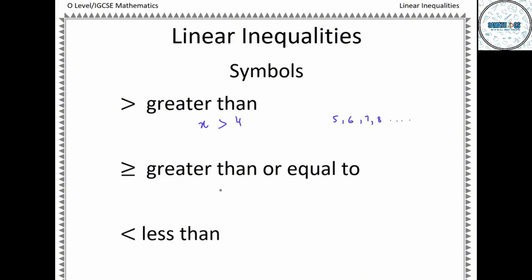This is the symbol which we use for the values which are greater than or equal to. If it is written x is greater than or equal to 4, it means that the values of x will start from 4, 5, 6, 7, and so on. If it is just greater than, then the values are 5, 6, 7, 8. And if it is greater than or equal to, then the values of x will start from 4. 4 is also included in the values of x, but in this case, 4 is not included because the values of x are greater than.